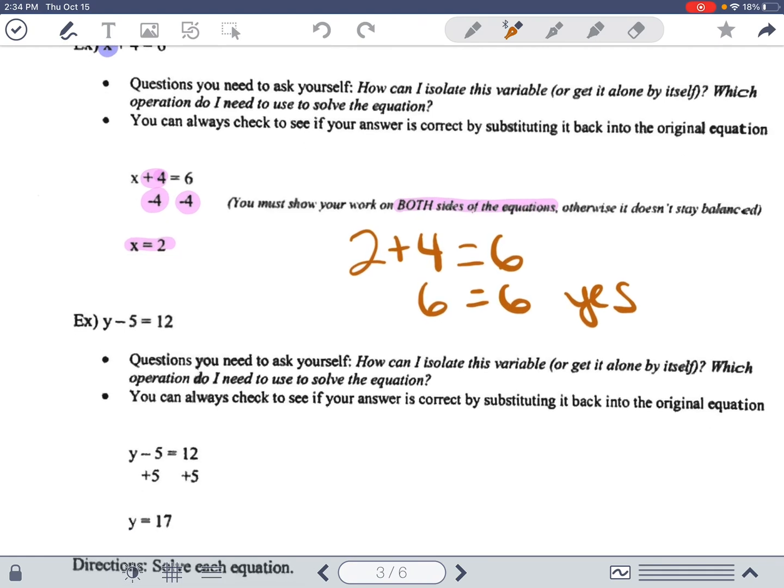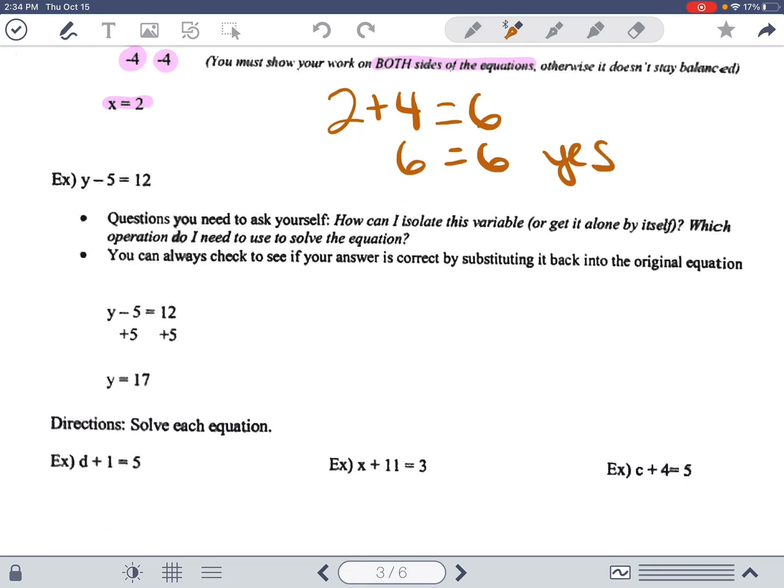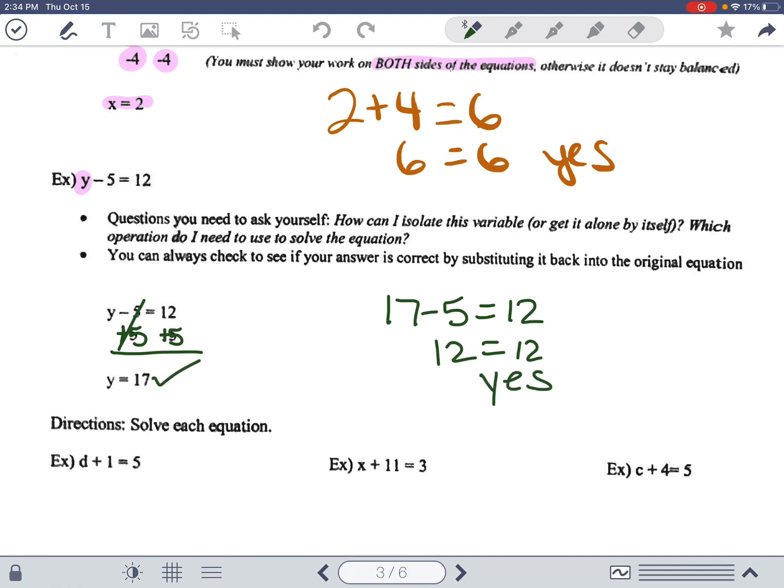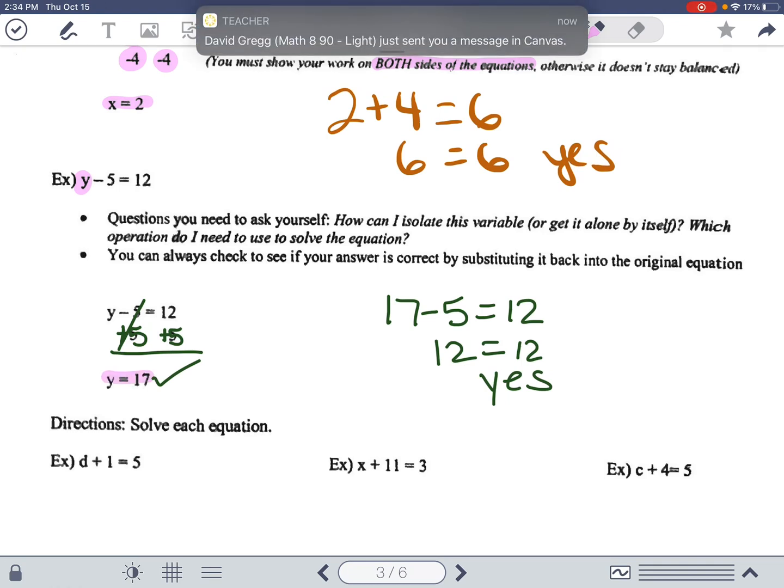The next example. How do I isolate this variable or get it by itself? And what operation do I need to use to solve the equation? Y minus 5 equals 12. So I'm going to isolate y by adding 5 to both sides. When I do this, on the left-hand side, the 5's cancel, and I'm left with y equals 17. So let's plug it back in and see if it works. And the answer is yes. So it does work. It is the correct answer. Okay, inverse operation here was plus 5.